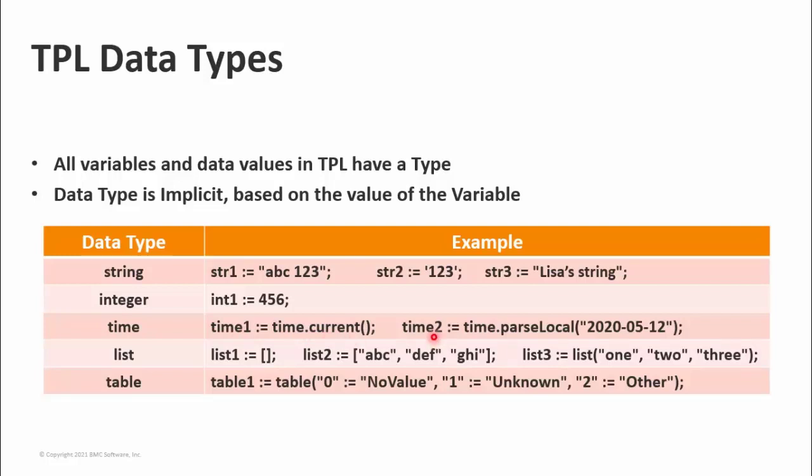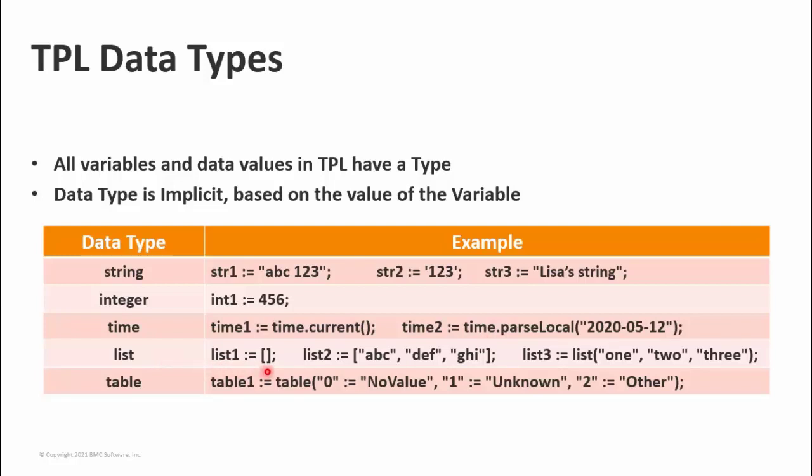Our second example is time2 :equal time.parseLocal, and then we gave it a string of 2020-05-12. So this string could have also had a time in it, but we only put a date. So time2 actually will be a date of May 12th, 2020. There are other time functions that are documented in the documentation. The next data type is list, and here's some examples of creating lists.